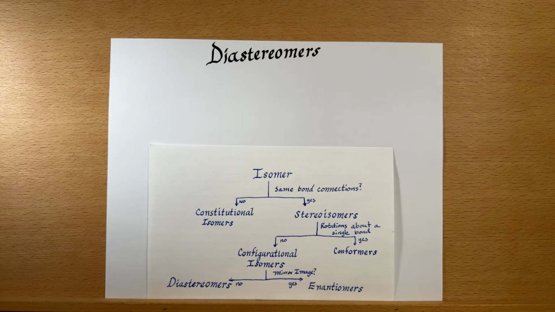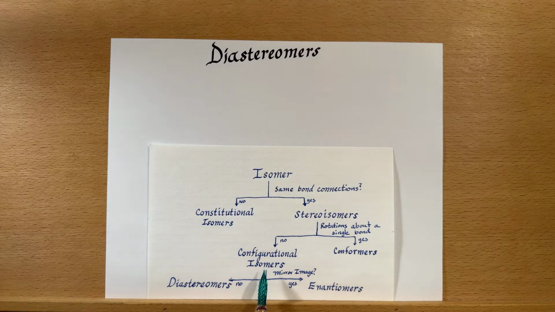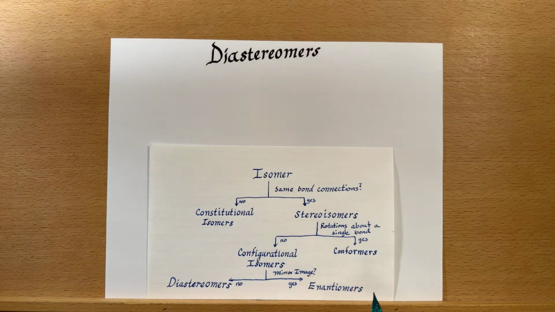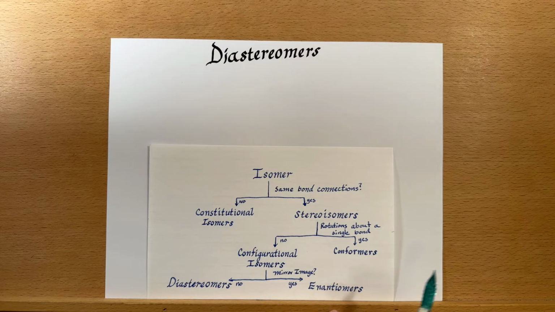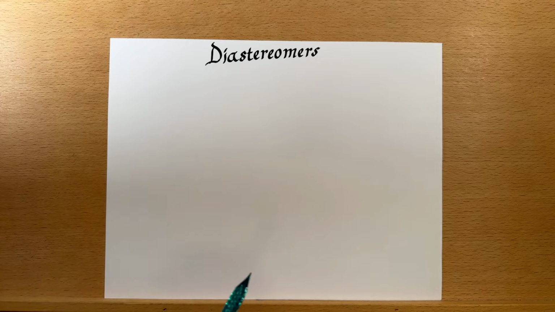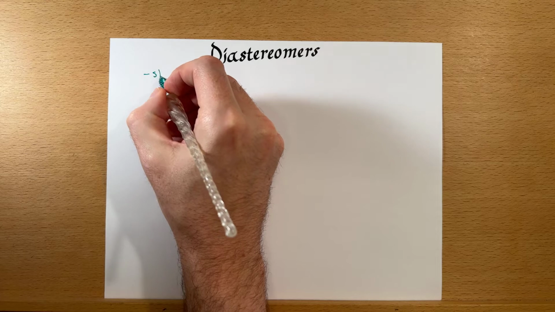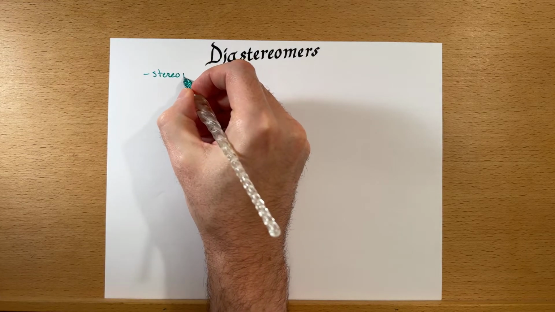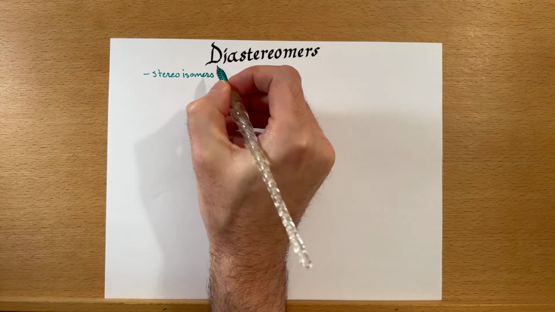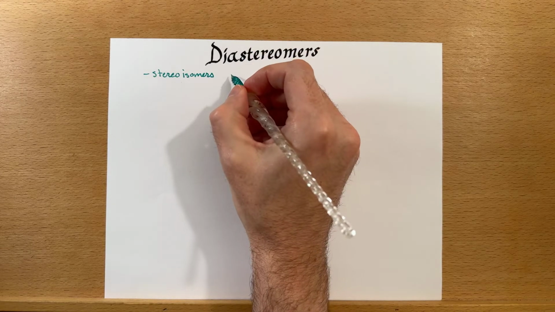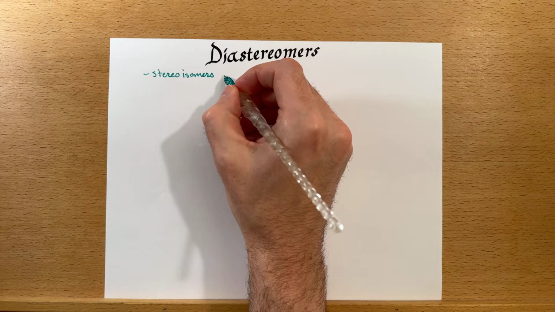Continuing our discussion on isomers, let's look at diastereomers. Diastereomers are a form of configurational isomer, but they do not have mirror images for each other. That's the difference between an enantiomer and a diastereomer. So, these are still stereoisomers, but they are not mirror images of each other.